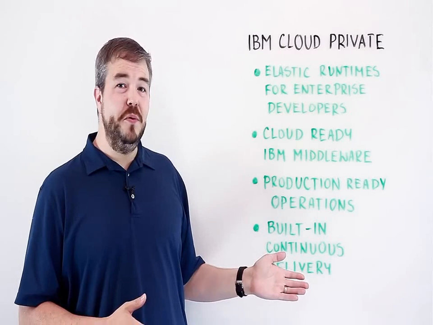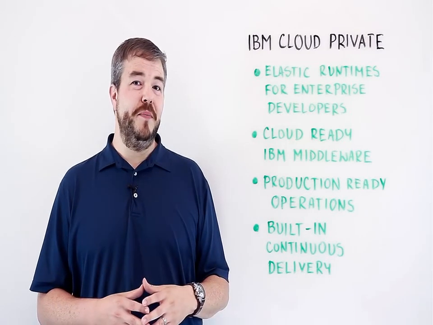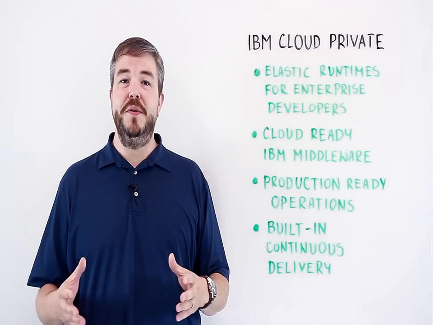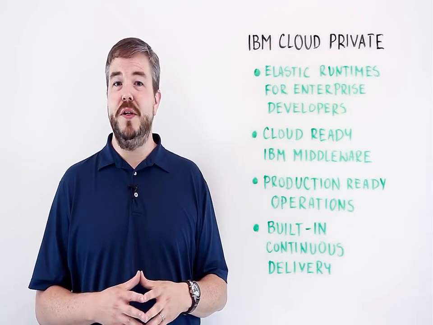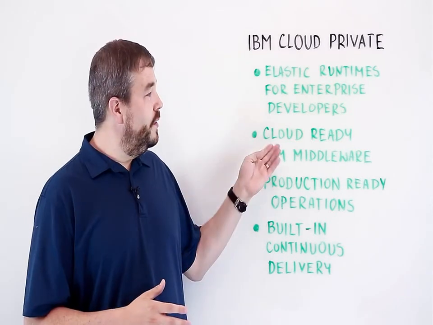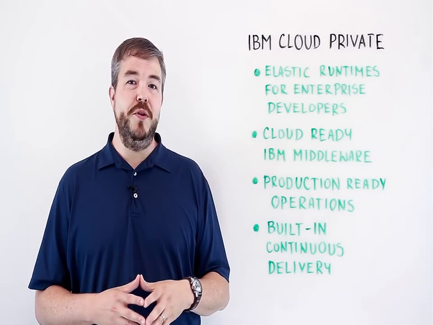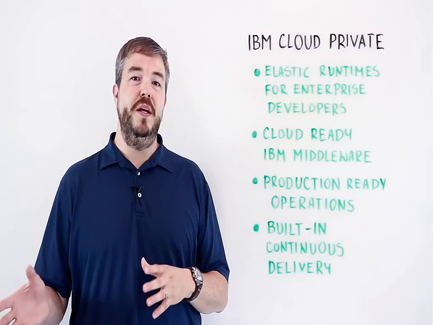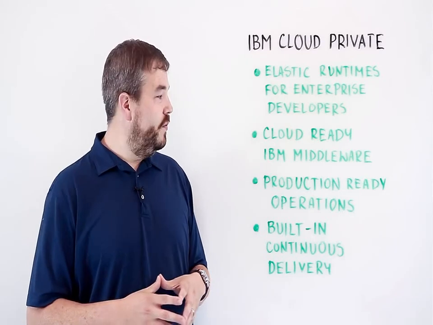I'd like to introduce you to IBM Cloud Private, which delivers 4 key aspects required of any enterprise cloud strategy. It delivers elastic runtimes for enterprise developers, allowing them to take advantage of modern development techniques and architectures on the cloud. It delivers cloud-ready IBM middleware so that you can better manage your existing investment in IBM processes and tools right on top of the same Kubernetes environment.